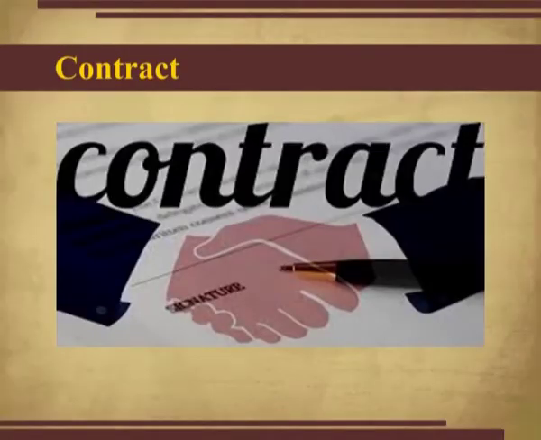Introduction: any commercial activity requires understanding among people concerned. This understanding is often reduced into writing to give effect to the intention of the parties. Such formal versions are known as contracts. These contracts define the rights and obligations of various parties to facilitate easy performance of the contractual obligations.